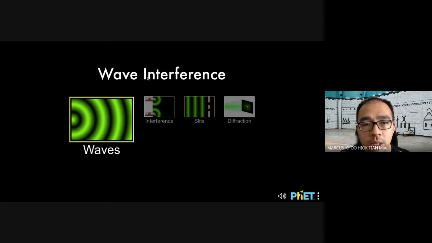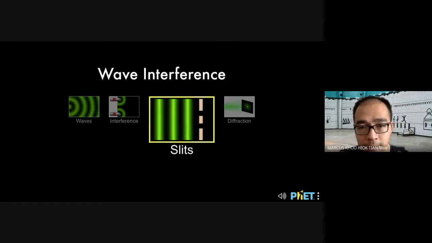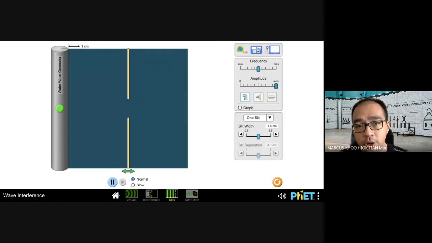Once you go into this simulation, I want you to go to slits. You can do the waves and interference at your own time, but today I want to just focus on the slit. When you click on the slit, this is what you're going to see. This is what we call a slit. You can adjust the width of the slit by adjusting this. You can make it a smaller slit or a wider slit.